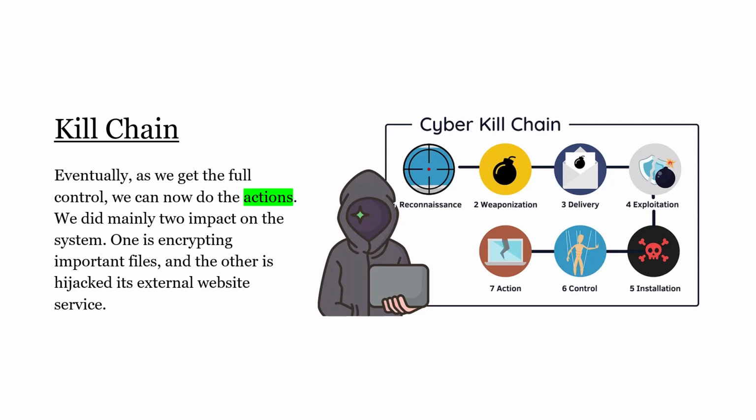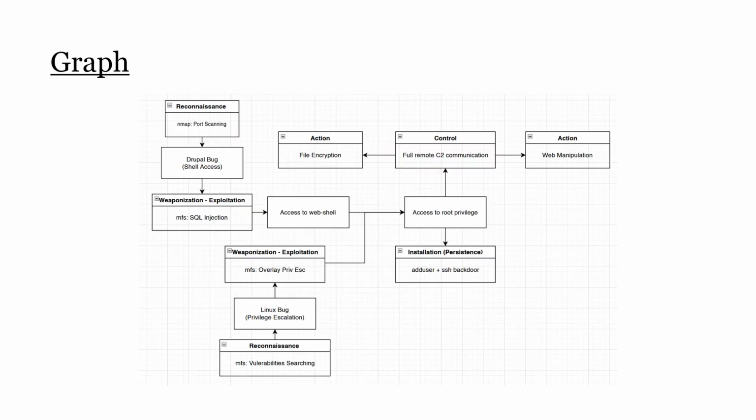And once we have full control over the system, we can finally perform actions on the target. In this project, we focus on two main impacts. One is encrypting important files, and the other is hijacking the external website service. And we made a graph to summarize the entire attack process visually. As you can see, it shows how we move from reconnaissance to exploitation, privilege escalation, persistence, and finally impact.